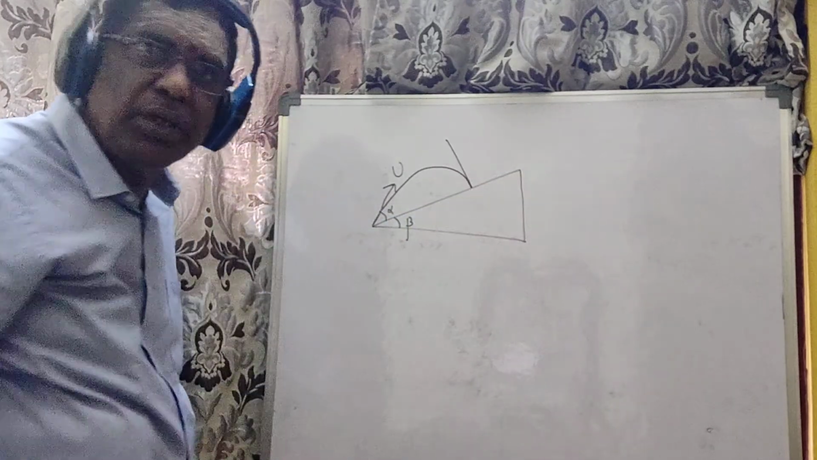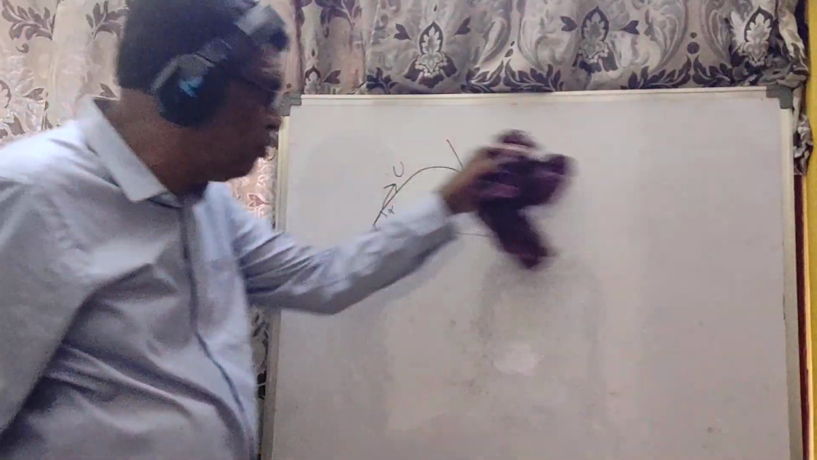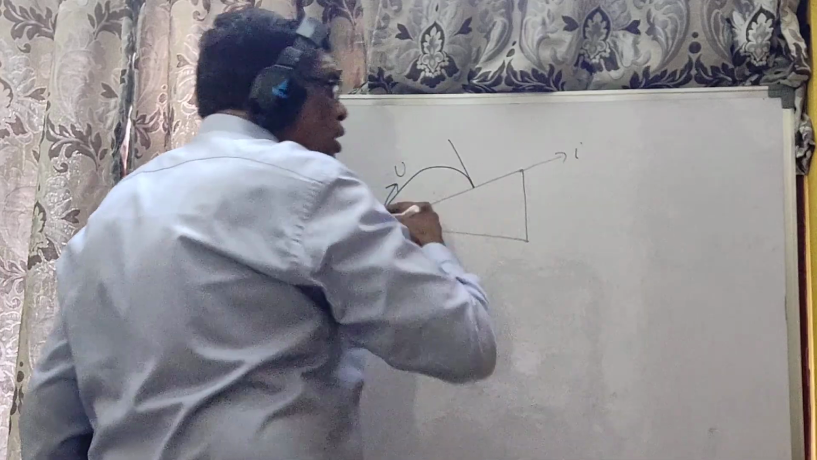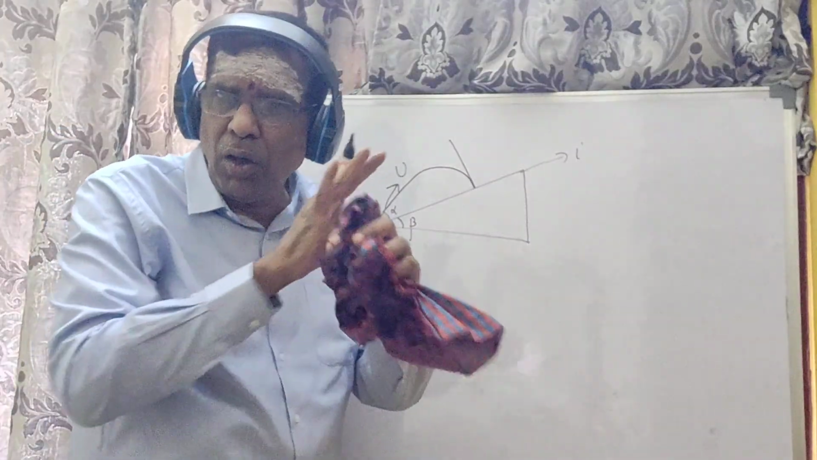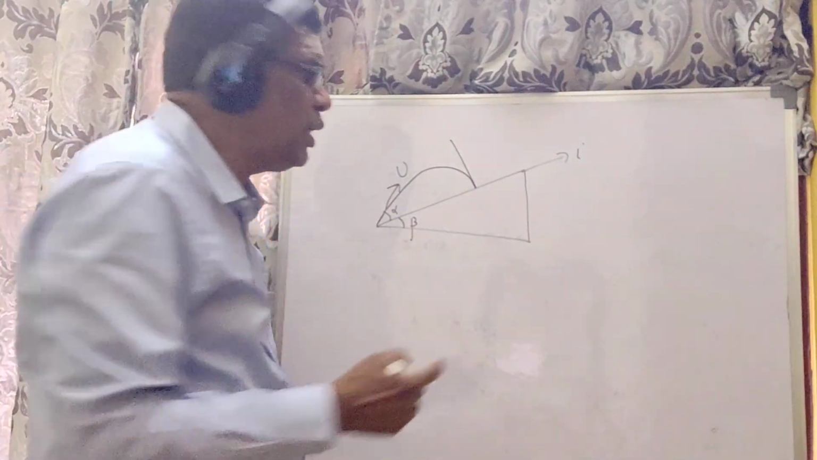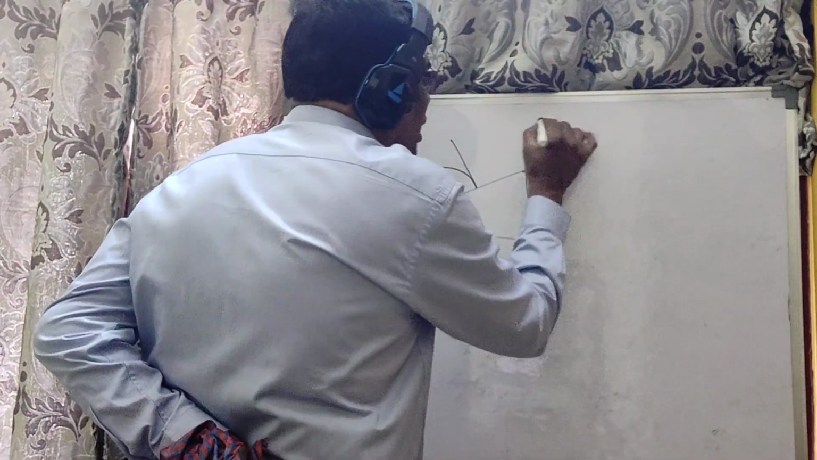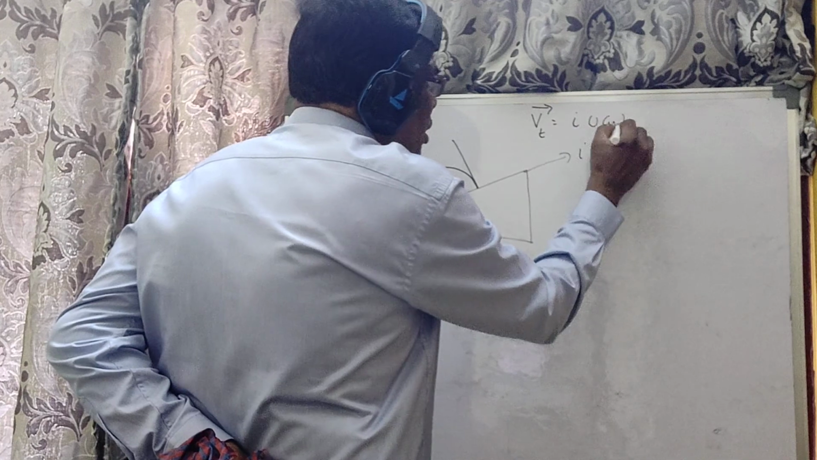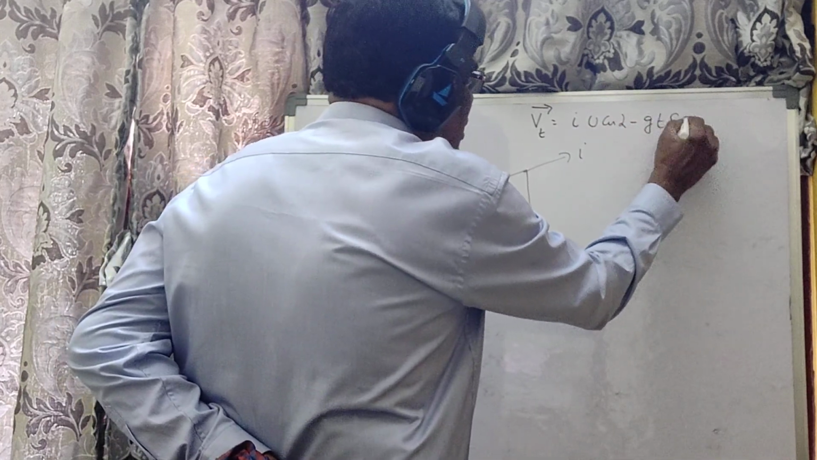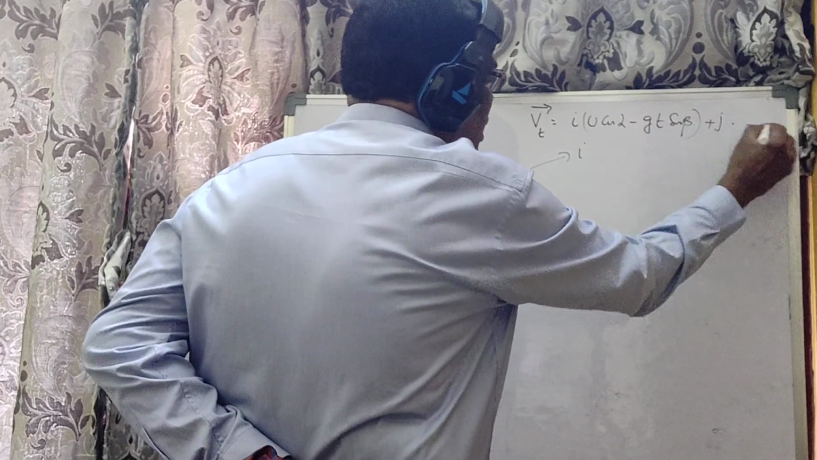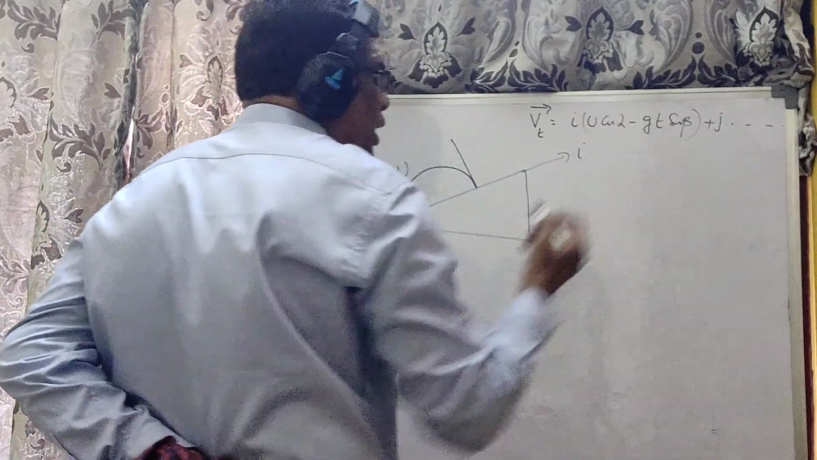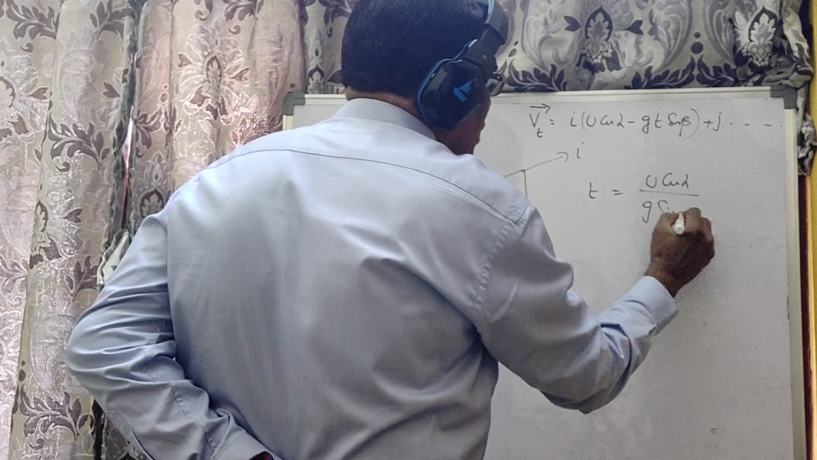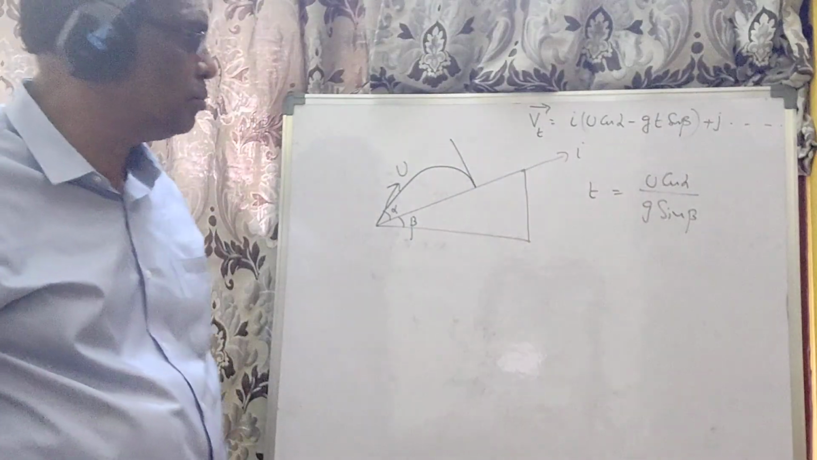That means its parallel component of velocity must be 0. The x component of velocity must be 0. Now go through that. What is that x component of velocity you got? Shall I write that here? First of all, v at any time t is (u cos alpha minus g t sin beta) i plus j component. I want the x component to be 0. Therefore, t is equal to u cos alpha by g sin beta.